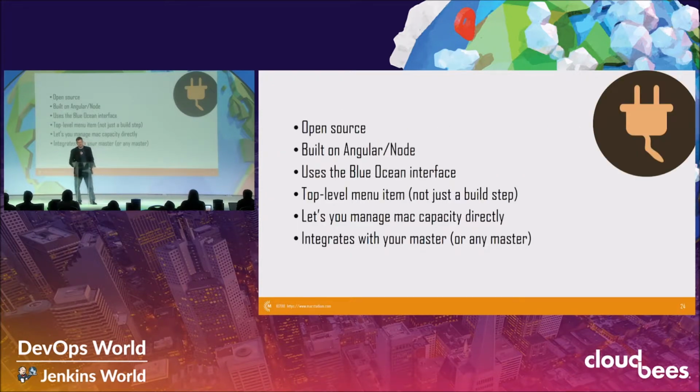So this plugin obviously is going to be open source. We're going to contribute it. It's built on Angular and Node, so we're hooking into the Blue Ocean interface. Driving that forward, that's what our dev teams use internally. So as much of that as we can get into the Angular and Node and React framework, we are. Obviously, there's limitations and Java connection points along the way. It's a top-level menu item, so we wanted to make sure it wasn't just a secondary build step tool. We want it to grow into something you can truly use to kind of monitor and manage your cloud.